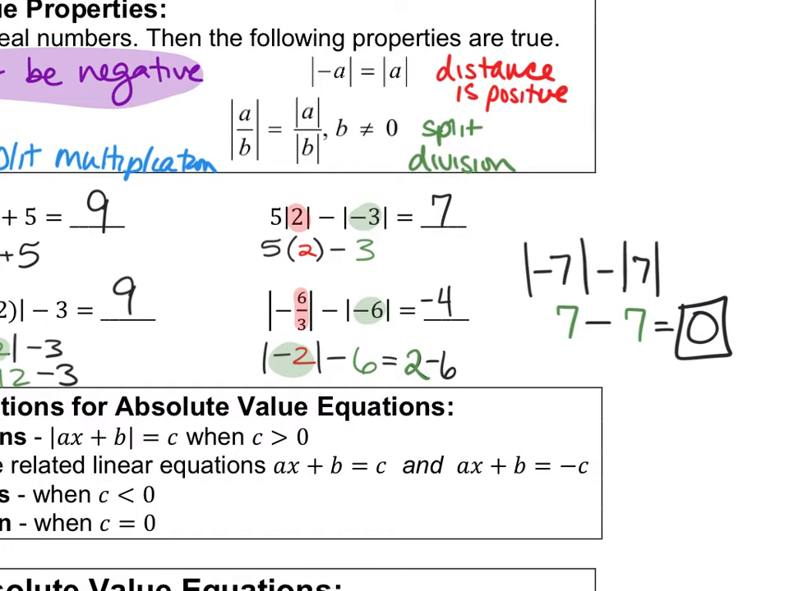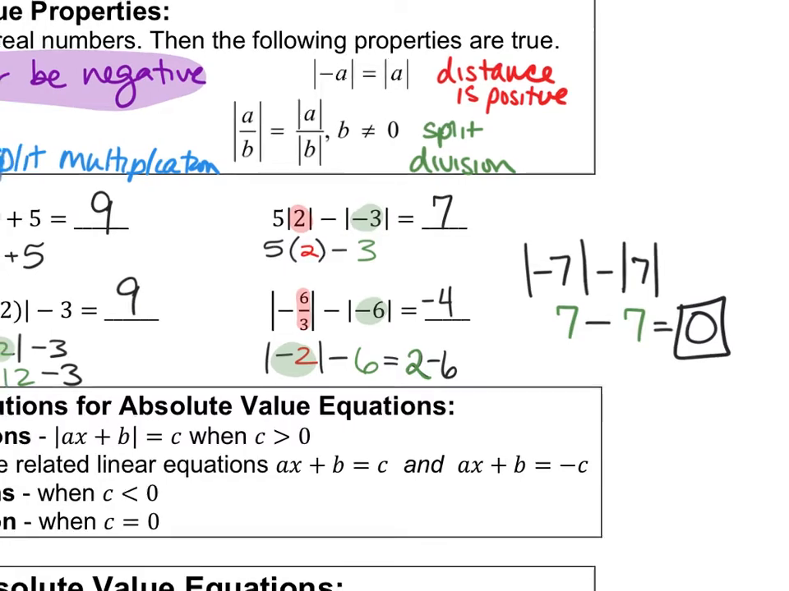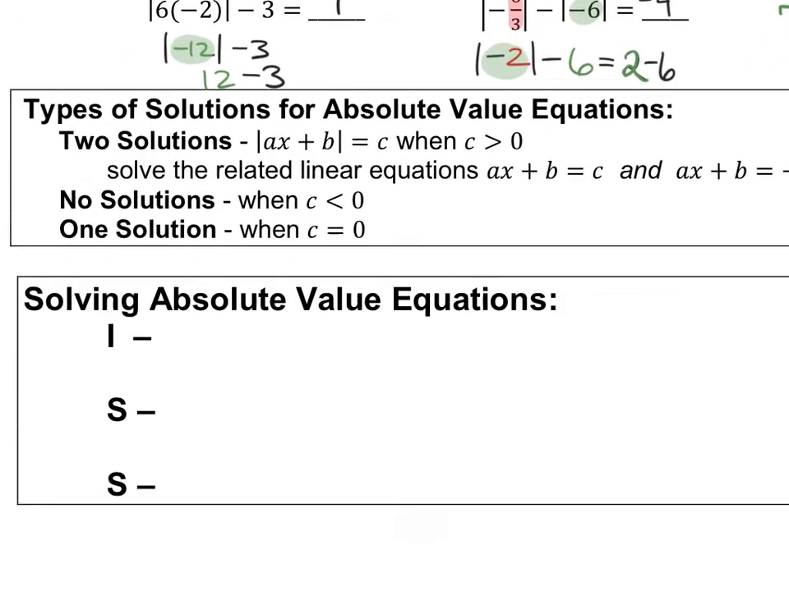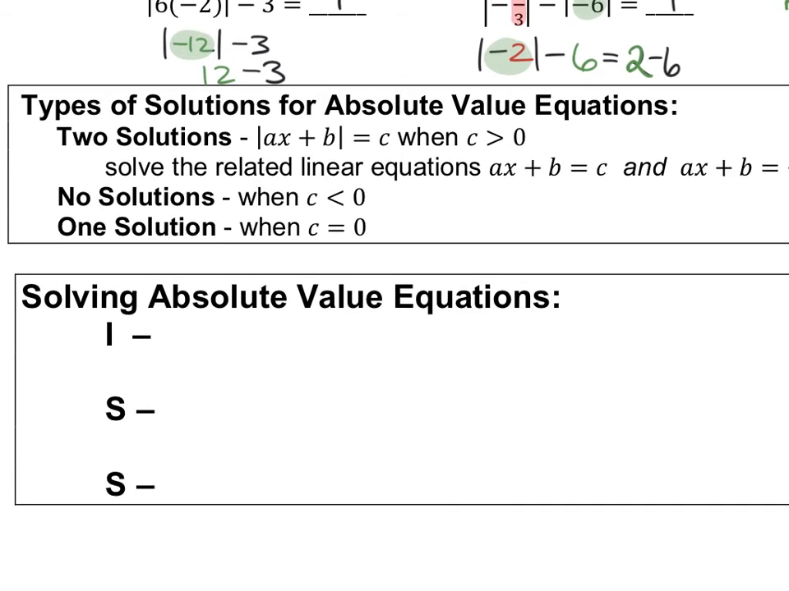So the next thing we're going to be working on is not just doing arithmetic with absolute value, but starting to solve absolute value equations. This is when you're going to have an equal sign because it's an equation. Okay, you're looking for equal signs now. There are 3 options for what this might look like. Thank you, Shannon.